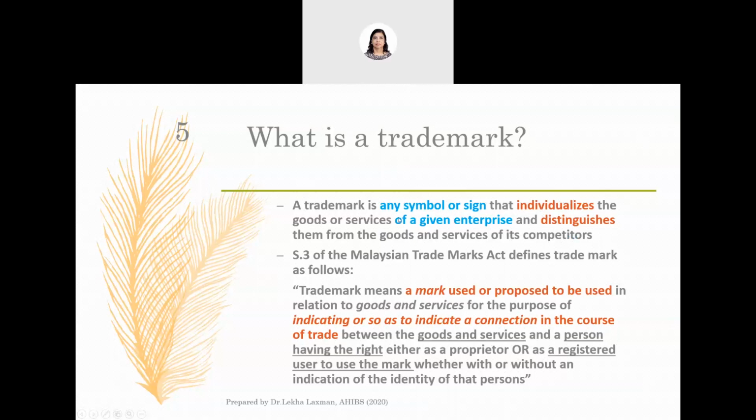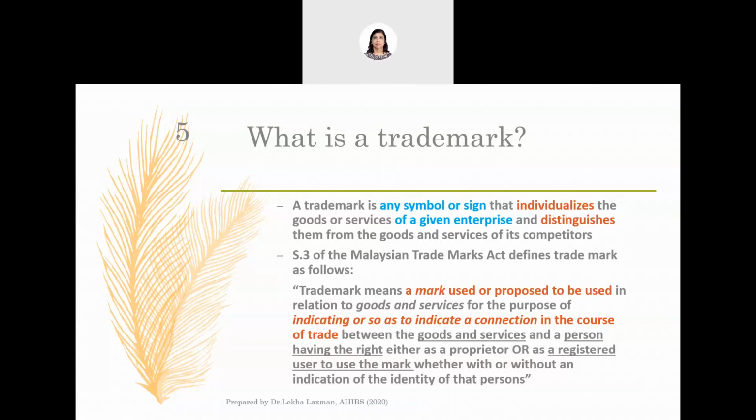So that's why it's very important for you to choose a symbol or sign that is very unique to your business, because it individualizes, meaning it's very unique to your business. And then furthermore, the consumers can distinguish your products or services from those of your competitors.